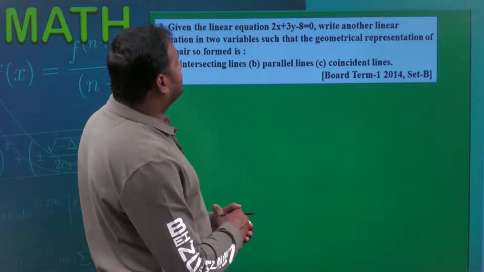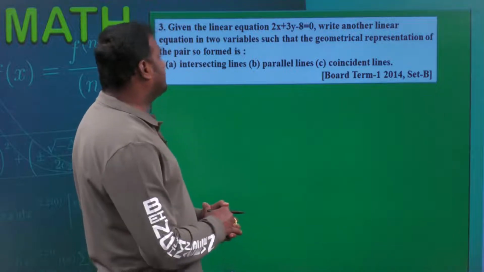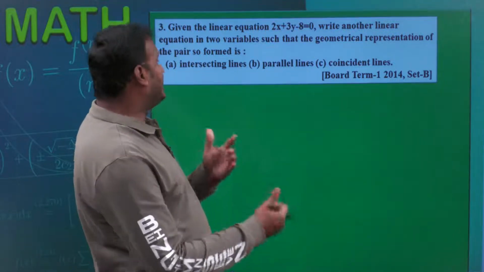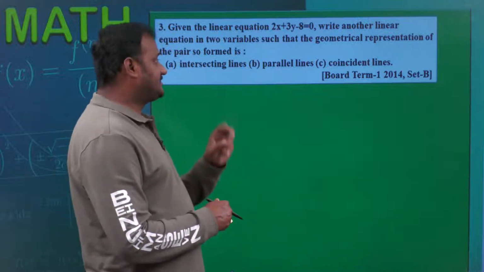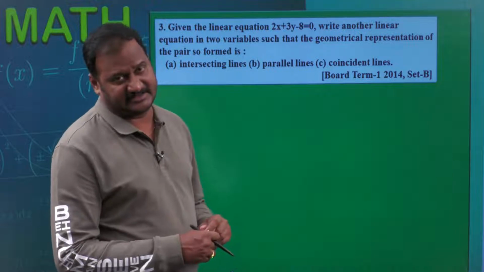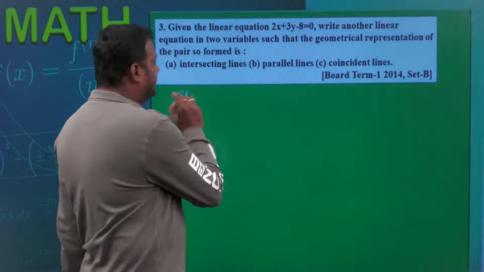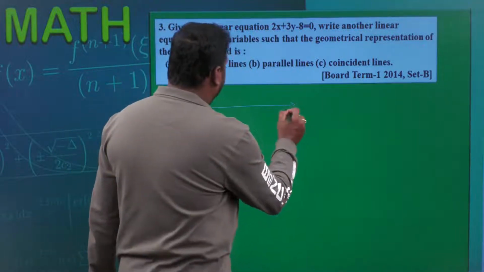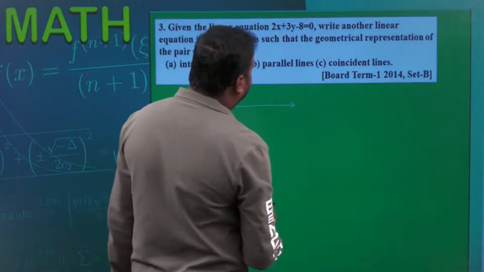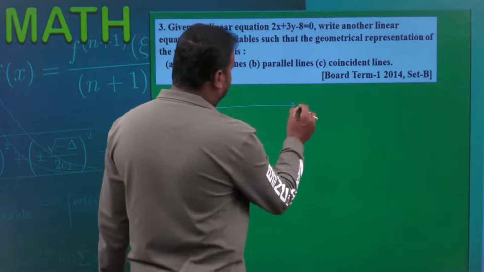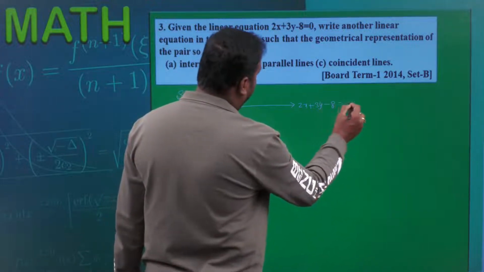Given the linear equation 2x plus 3y minus 8 is equal to 0, write another linear equation in 2 variables such that the geometrical representation of the pair so formed is intersecting lines, parallel lines and coincident lines. So you are given only one equation of a straight line. For example, this is one equation of a straight line, that is given as 2x plus 3y minus 8 equal to 0.